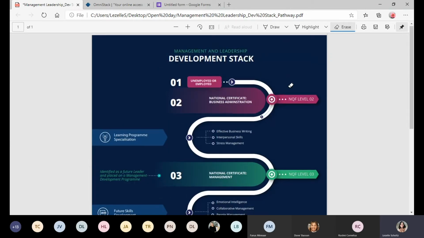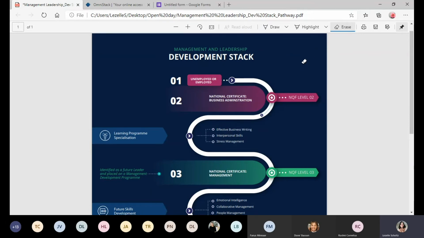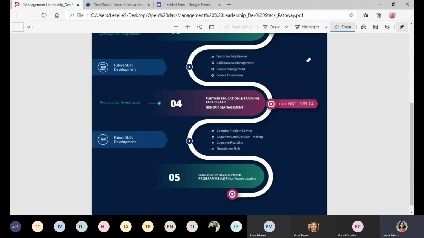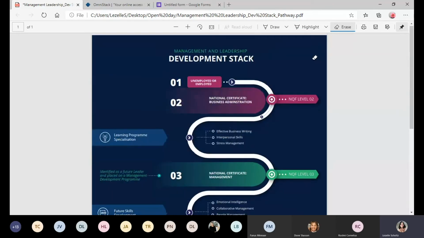Great. Okay. So this specific development model is looking at management and leadership. We have 5 stages. You'll see there are 5 stages in the development stack. And so think about the different occupational levels of work as well. Now align these to the needs across the human capital development levels. Let me take you through this.